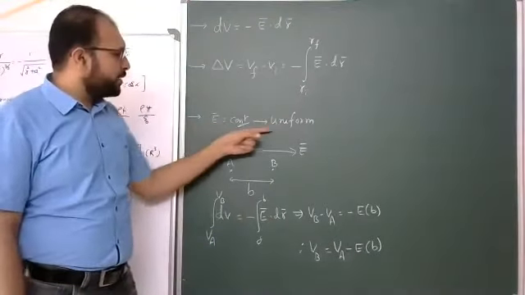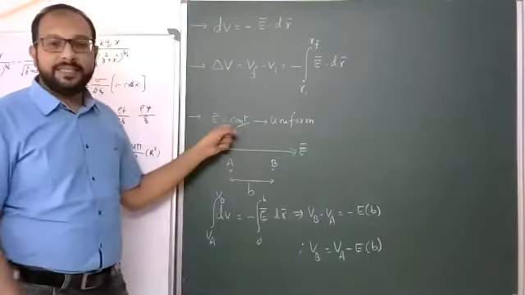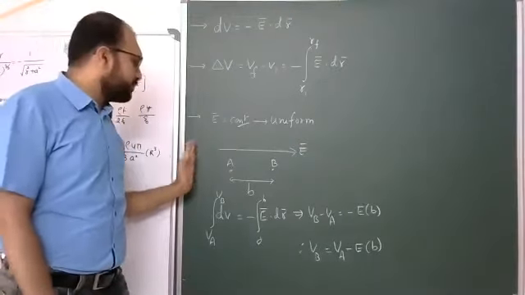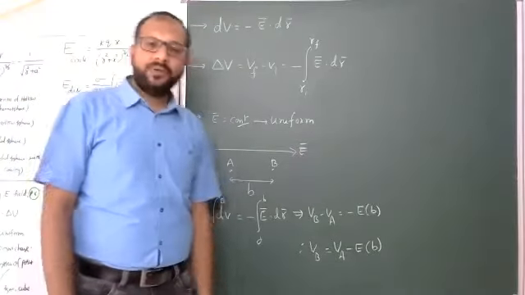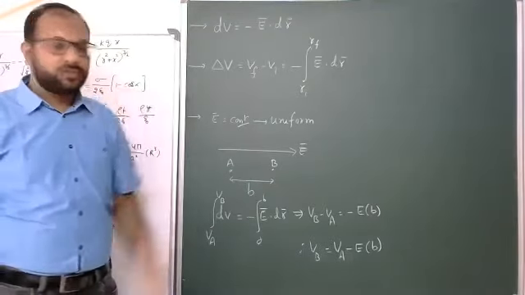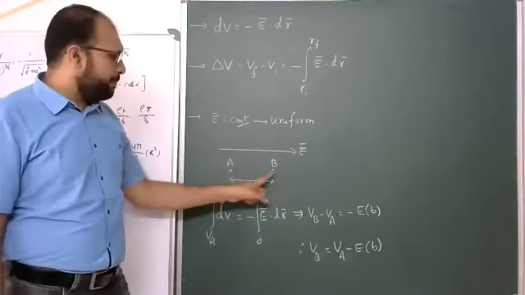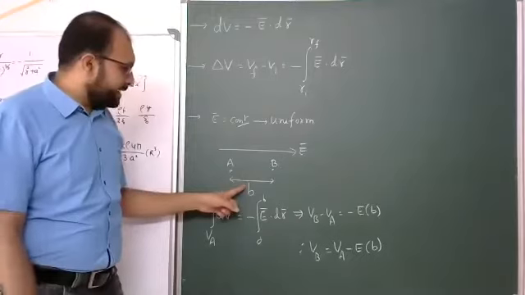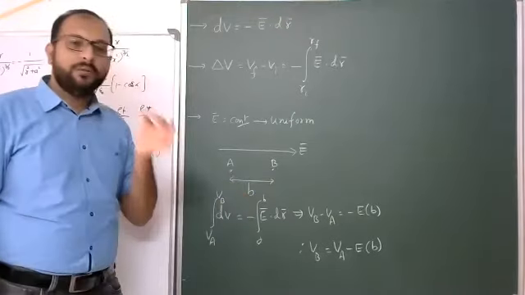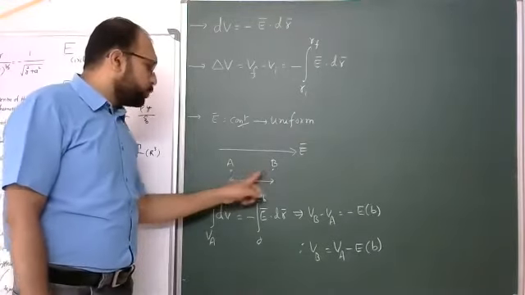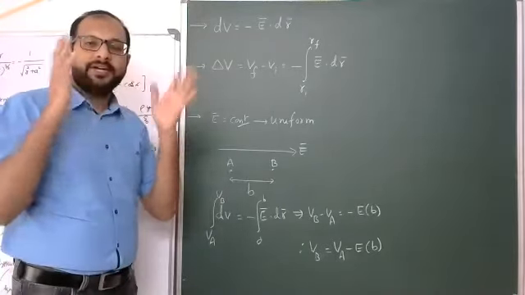Now here, students, I have taken one uniform electric field, whose strength is capital E, directed from left to right. In that electric field I have taken 2 points, point A and point B. Both points are separated by the distance small b. From A to B, or from B to A, how much is the potential difference, I am going to explain.